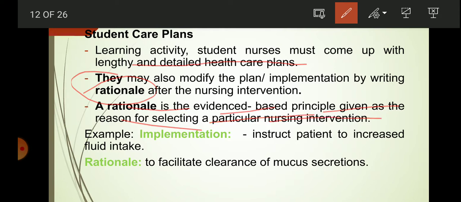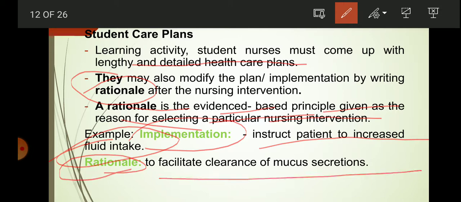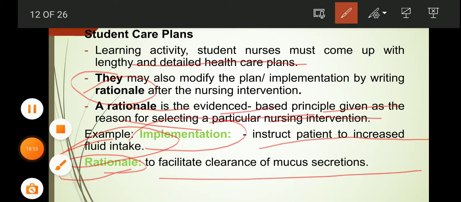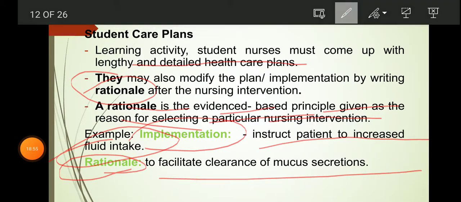So example, here, implementation: to instruct the patient to increase fluid intake because you've noticed na parang na-secretion ang patient. So what is your rationale? To facilitate clearance of mucus secretion. So this is like the format when you are doing your implementation. Okay? So I just have to pause it for a while. I have to check it. Okay, let's continue.